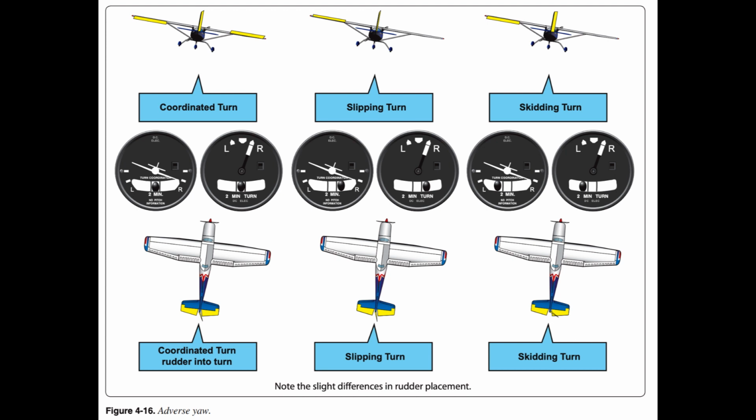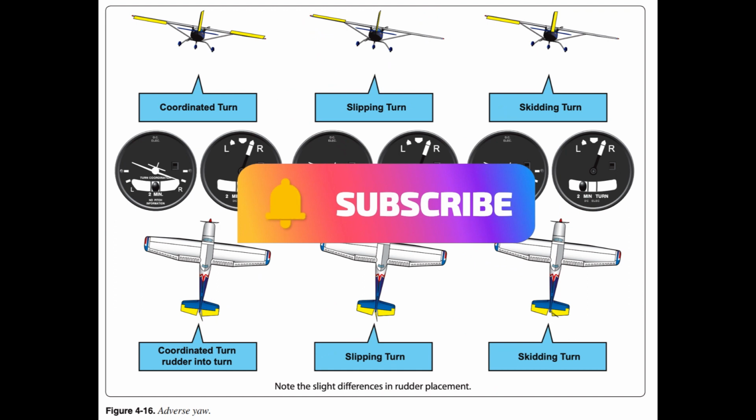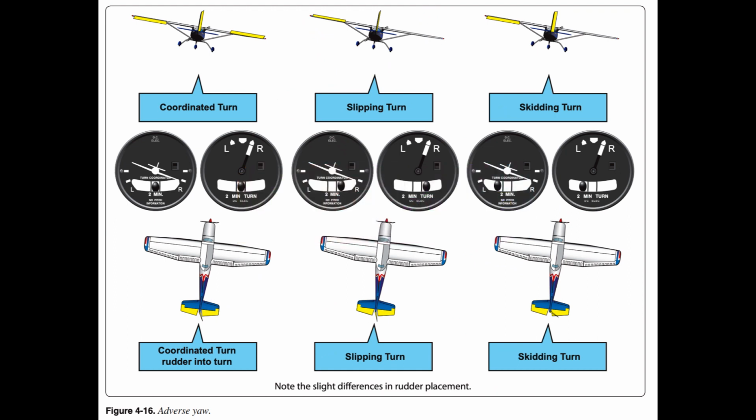If the load factor becomes so great that an increase in AOA cannot provide enough lift to support the load, the wing stalls. Since the stalling speed increases directly with the square root of the load factor, the pilot should be aware of the flight conditions during which the load factor can become critical. Steep turns at slow airspeed, structural ice accumulation, and vertical gusts in turbulent air can increase the load factor to a critical level.